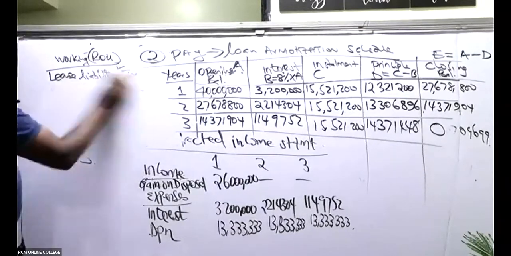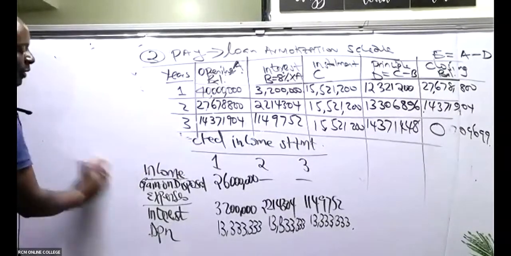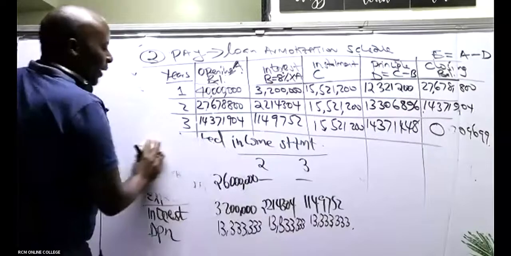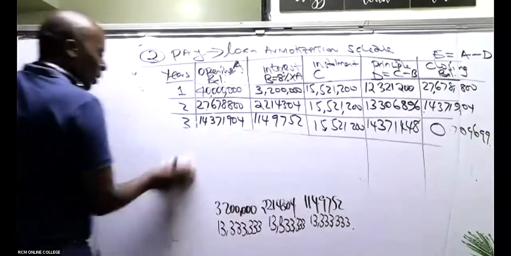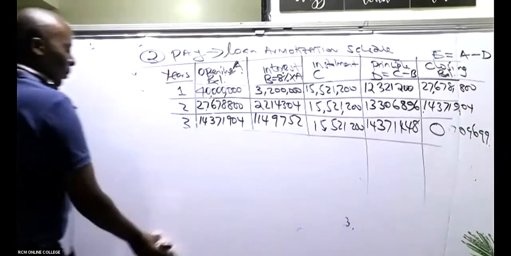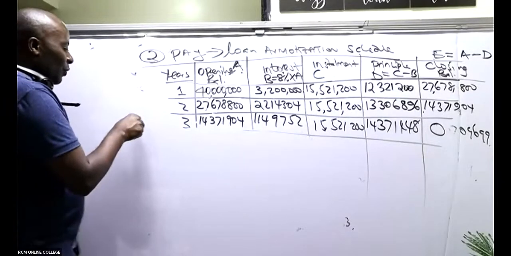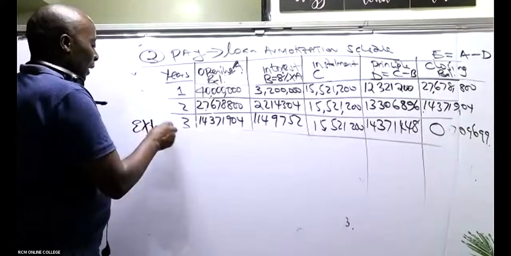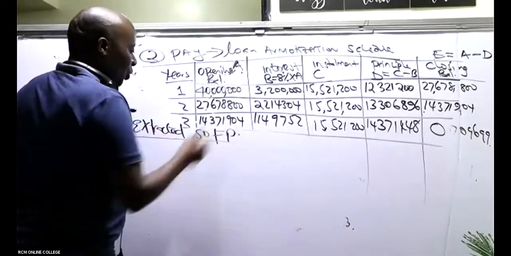All right. The last one, number 4, you'll be able to give us an extracted statement of financial position.